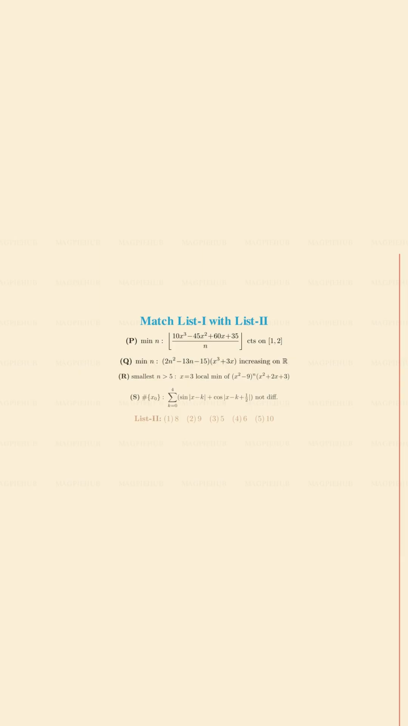R asks for the smallest n greater than 5 such that x equals 3 is a local minimum of (x squared minus 9) raised to n times (x squared plus 2x plus 3). S asks for the number of points where the sum from k equals 0 to 4 of sine of absolute (x minus k) plus cosine of absolute (x minus k plus 1/2) is not differentiable.